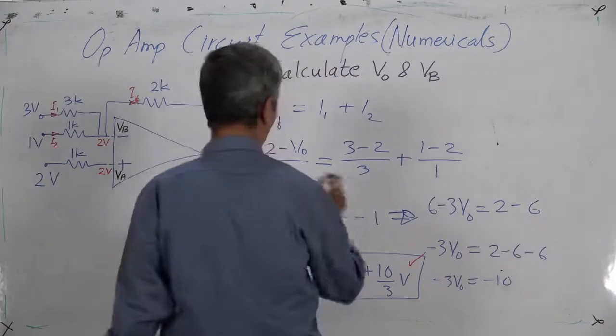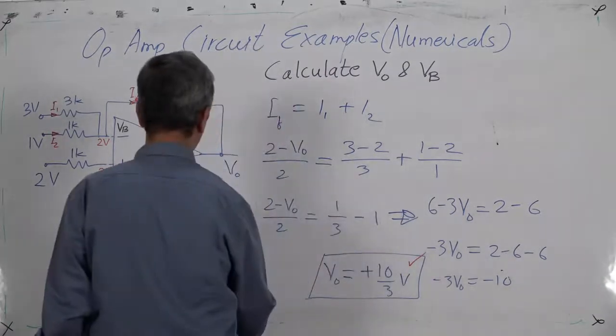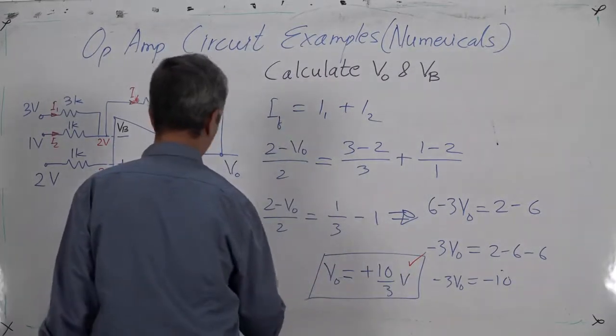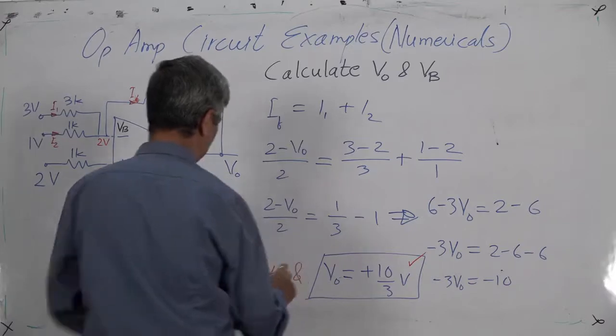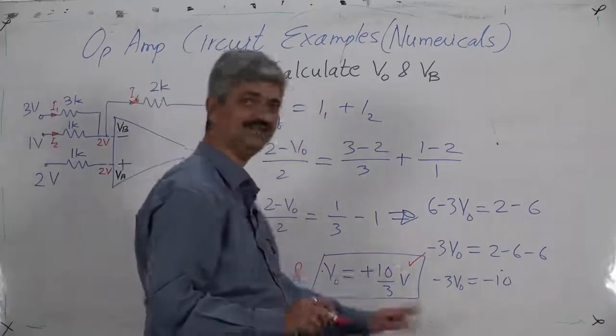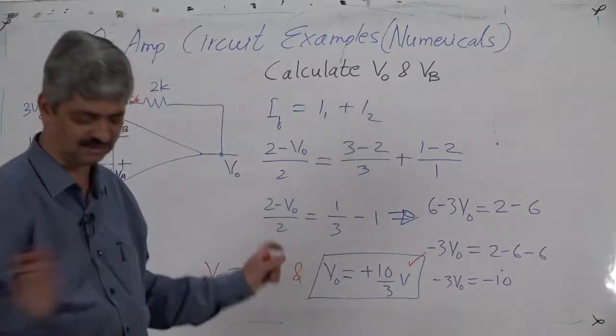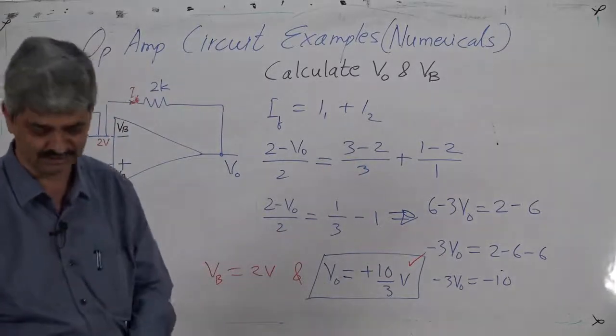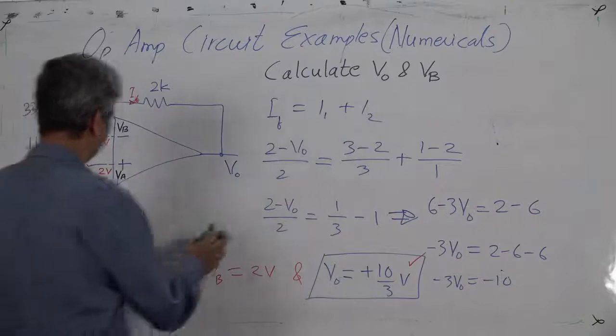So, what is VB? VO is 10 by 3 and what is VB? VB is equal to VA, what you have calculated, VB is 2 volts. So, the answer is VB is 2 volts and VO is 10 by 3. It is the correct final answer, that is all. I hope it is quite simple. We go for the next example.